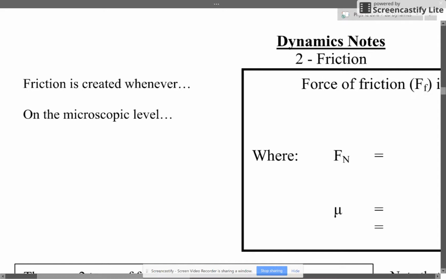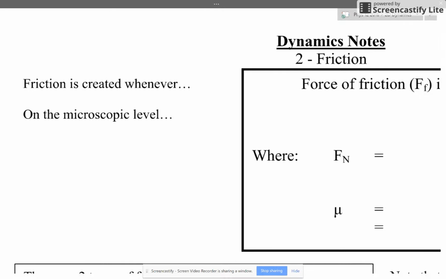Going to look at friction, just a review from Physics 11, basically, about frictional force. So, to begin with, let's remind ourselves where friction came from.